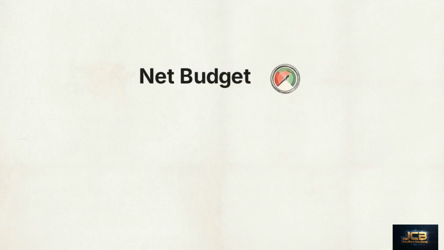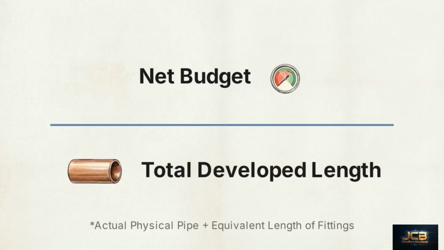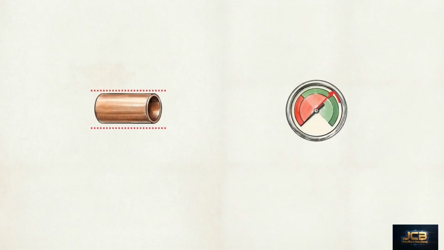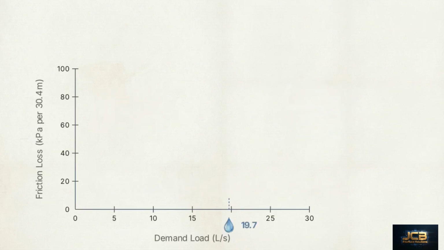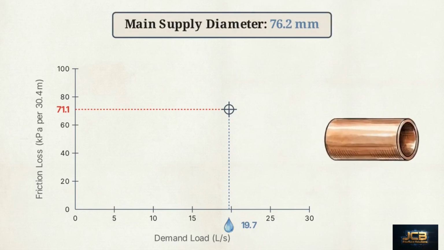To establish the final permissible friction loss standard, we take our remaining pressure budget and divide it by the total developed length, which is the actual physical pipe distance, plus the equivalent lengths of every fitting in the line. This final equation multiplies our reference length of 30.4 meters by our pressure budget, then divides by the total developed length. The result is 71.1 kilopascals per 30.4 meters. This value establishes the maximum allowable friction the system can tolerate. By cross-referencing this limit with our 19.7 liter per second demand, the engineer finally determines the exact diameter required for the main supply pipe.